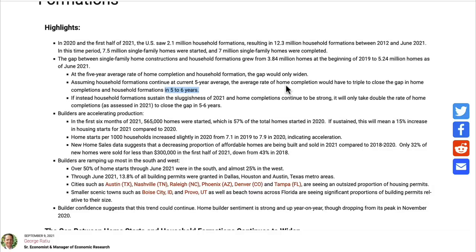And we have not seen home completions in the last 3 quarters triple on an annual rate basis. So we are nowhere near, this is saying in 5 to 6 years, we are nowhere near having it completed during that period of time. It's not just the US. Canada has a housing shortage as well, a massive housing shortage, that you need significantly more homes built to keep pace with household formation. So raising rates isn't going to solve this particular problem because it is a supply issue.